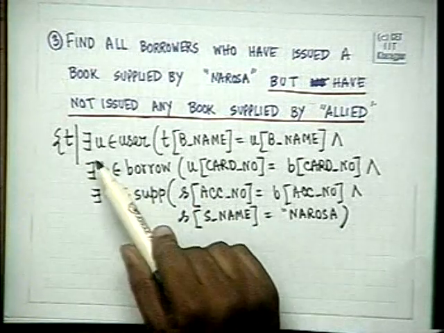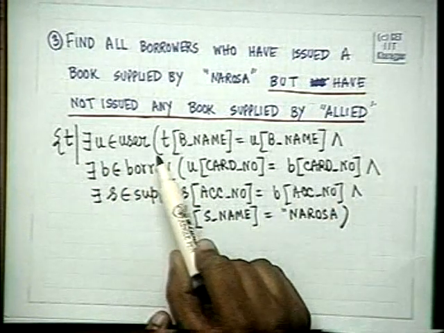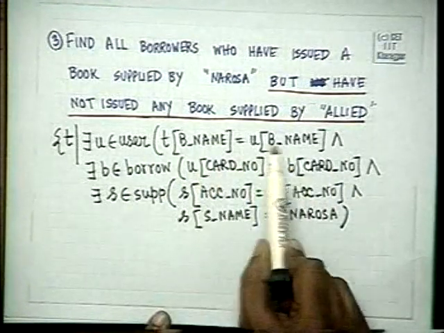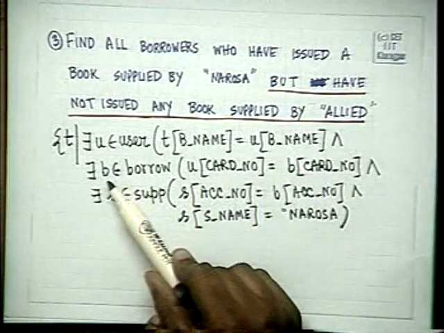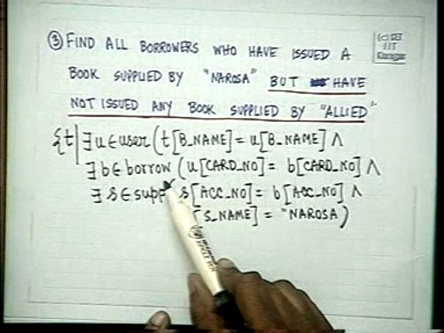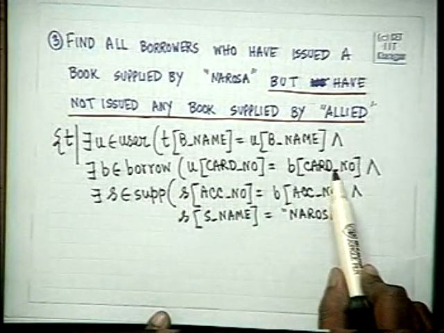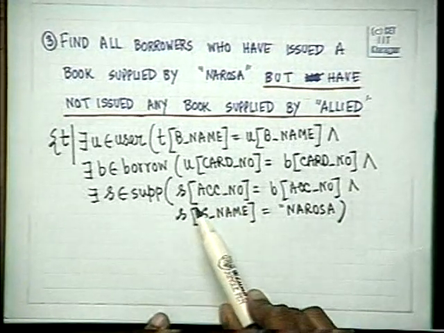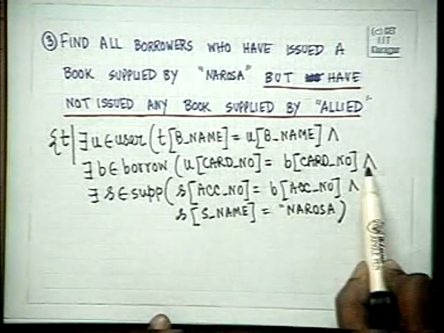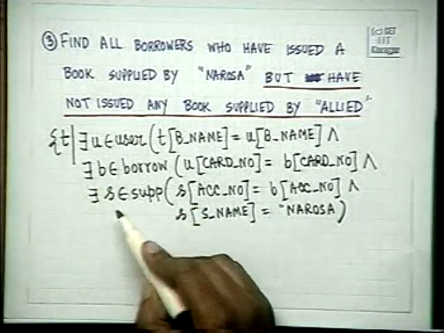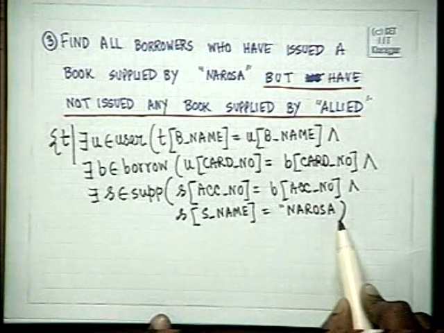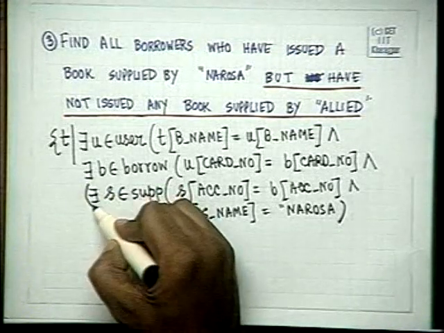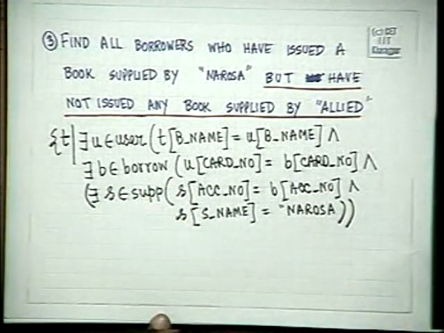Before going to the next part, we will have to see the scope of these variables. This bracket says, goes into all, you have chosen a user and this is the name corresponding to the user. In the next one you have chosen a borrower, a borrow relation, and you have matched the card number, you have got the accession number of the book. So this book must be supplied and there must exist this, and something else must be true. So this and is one part of the story.